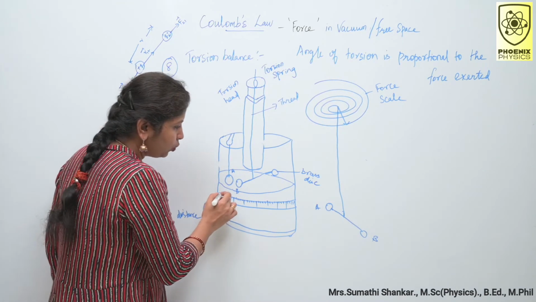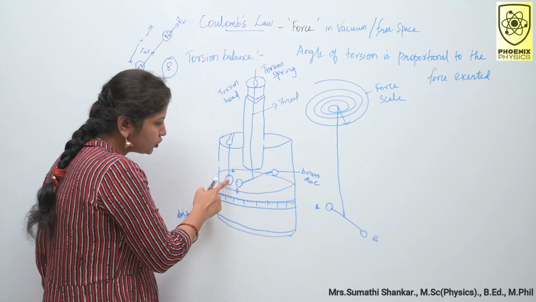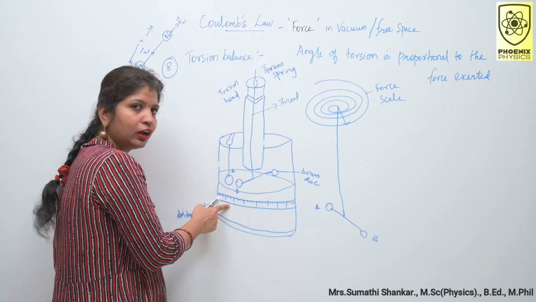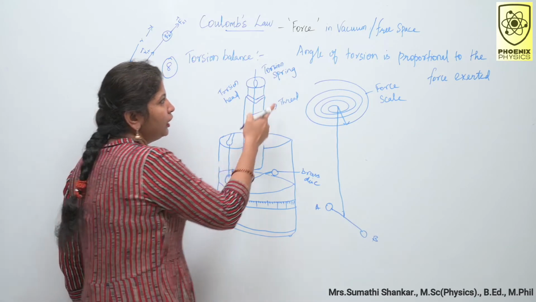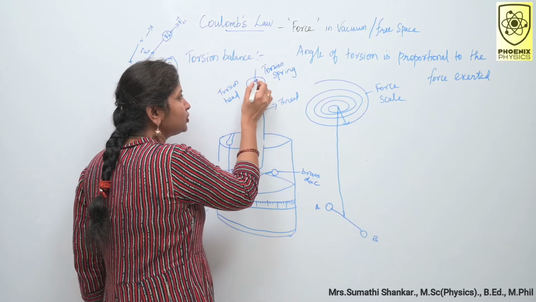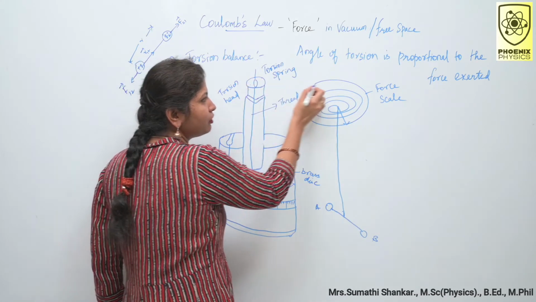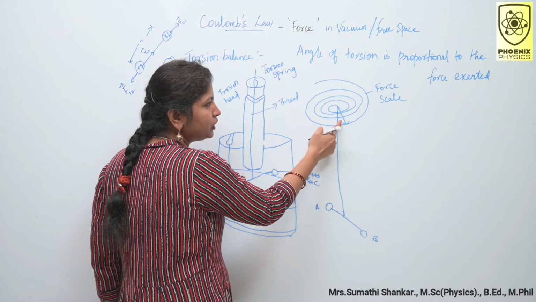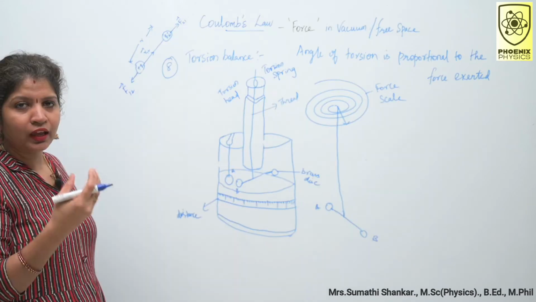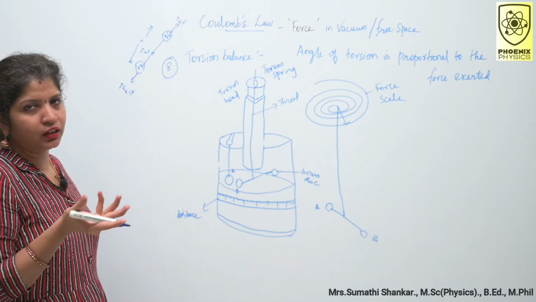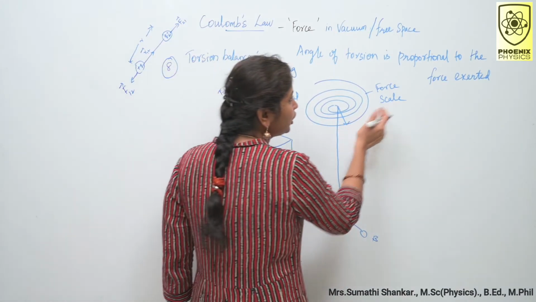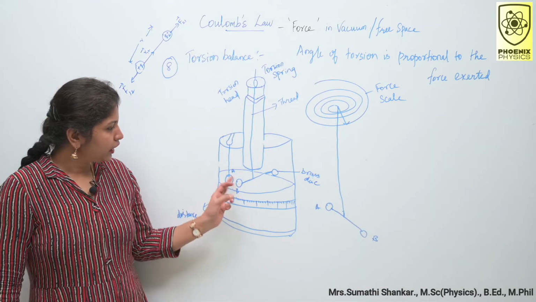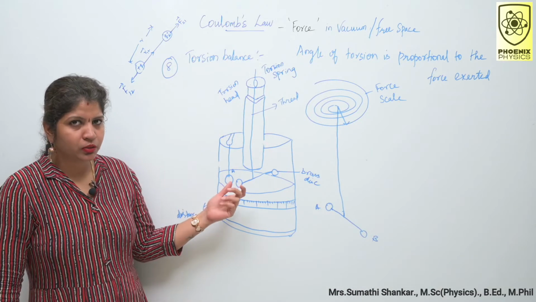Here I have one scale, right? So the distance between the two spheres is measured from this scale. Inside the metal rod, that is inside the torsion head, I have a spring. On this scale, I have one needle. From this needle, we can easily calculate the angle of torsion or twisting angle. So this angle will give the force value. Here A and B are the two metal spheres.